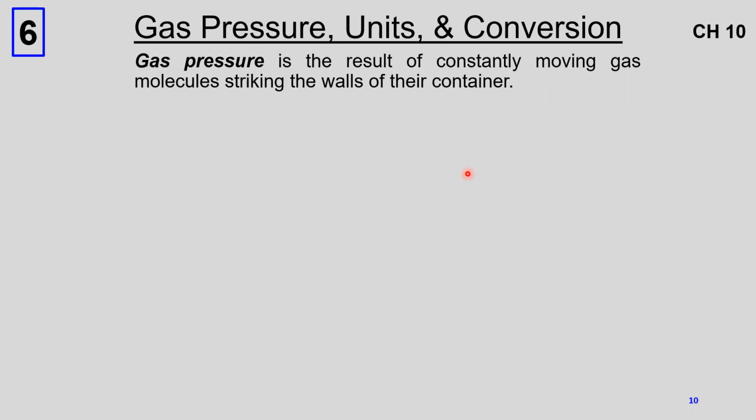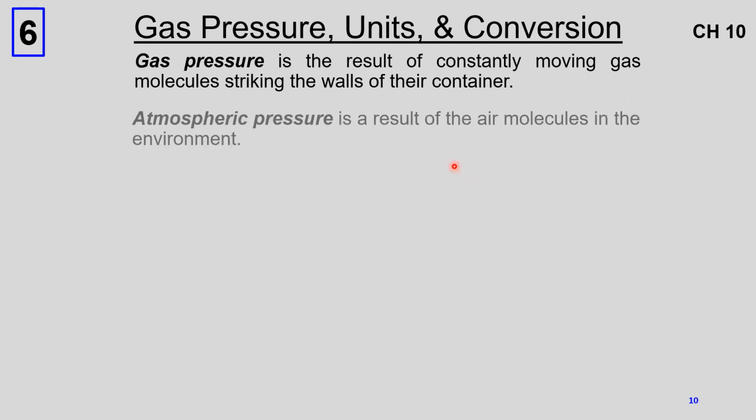And so gas molecules are traveling, moving around constantly, striking the walls of the container. So they have a force and then they strike the wall of the container in a specific area, a spot. And so pressure is dependent upon the force applied, and also the area in which the force was applied. Okay, so that's the definition of gas pressure.